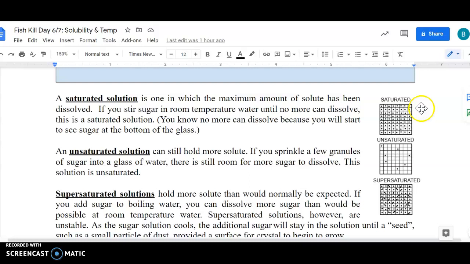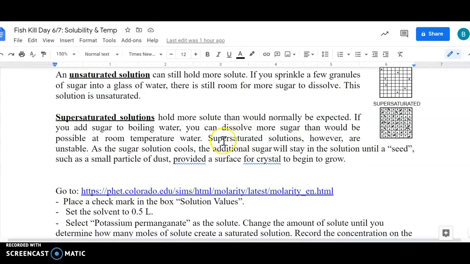Saturated solutions are where the maximum amount of solute is mixed in. So you stir it until no more can dissolve. Unsaturated is where it's pretty diluted. It can still hold more. You stir stuff in, it dissolves really quick, but you can still keep adding. Supersaturated is holding more solute than expected. So adding more sugar to boiling water, you can dissolve more sugar at the higher temperature than at just room temperature water, like plain or iced tea even. So less sugar will dissolve in iced tea versus hot tea.